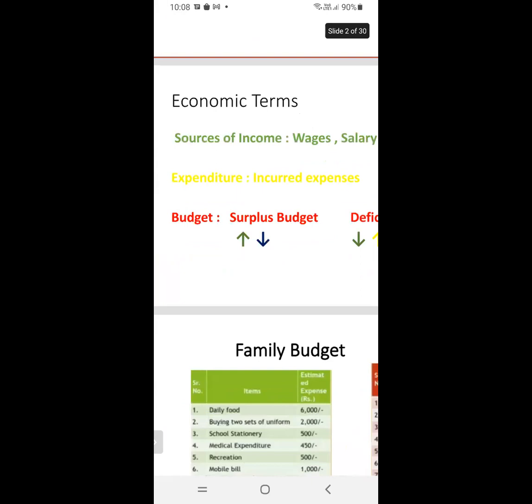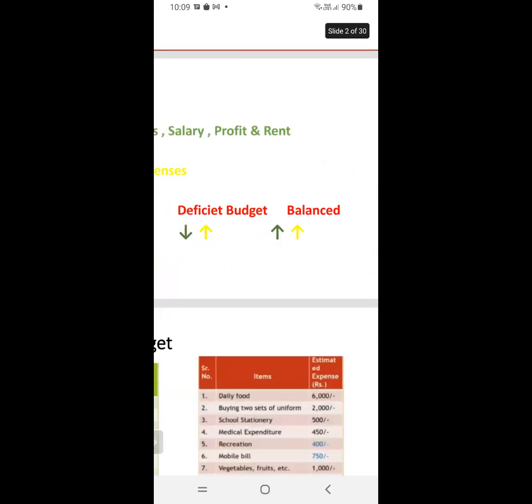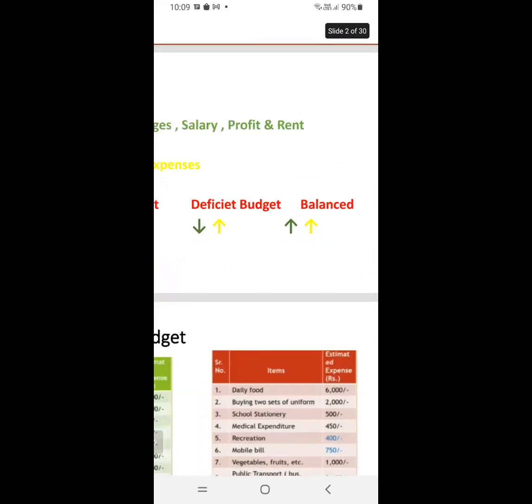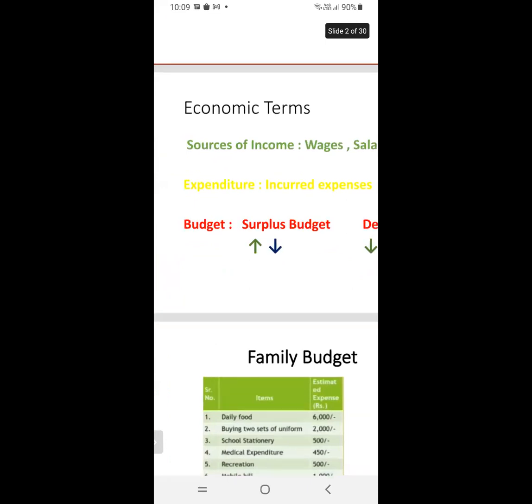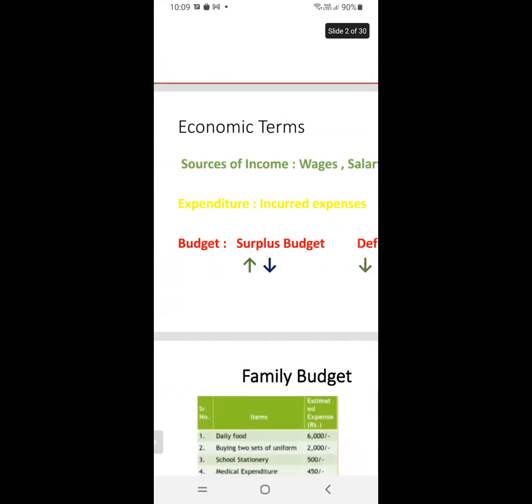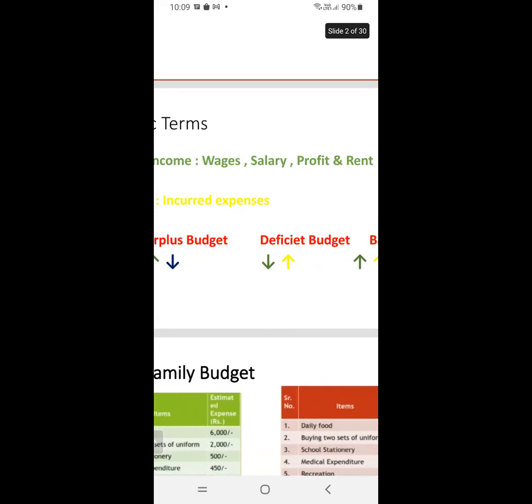Budget has three types: one is a surplus budget, one is a deficit budget, and another one is the balanced budget. Income is the green color and expenditure is the yellow color, but here I have given the blue color. Surplus budget means what? More income, less expenditure, so we can see some amount left in our hand. Deficit budget means income is less while at the same time our expenditure is high. That means we have to borrow money in some other ways. That is not a good condition of budget.